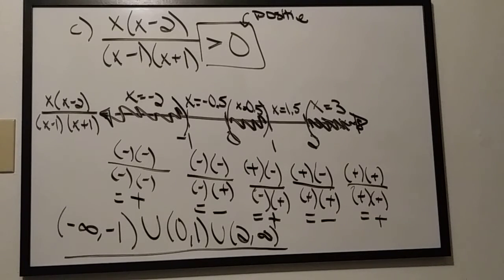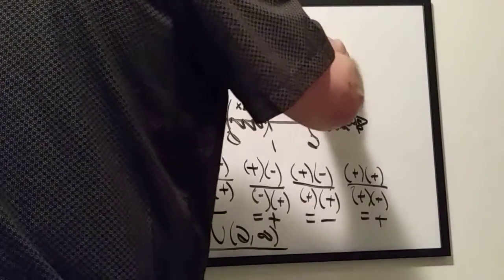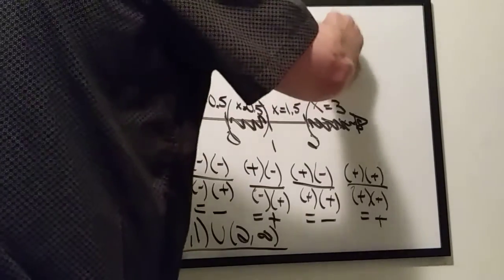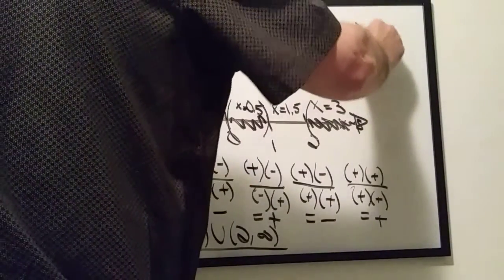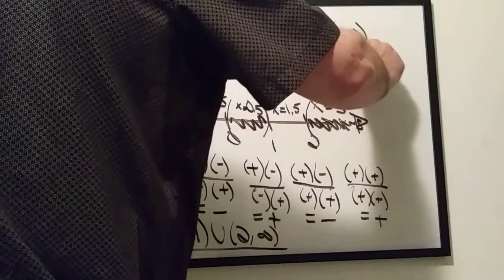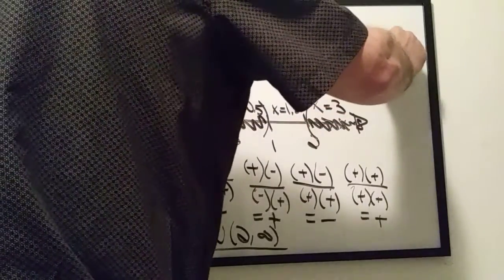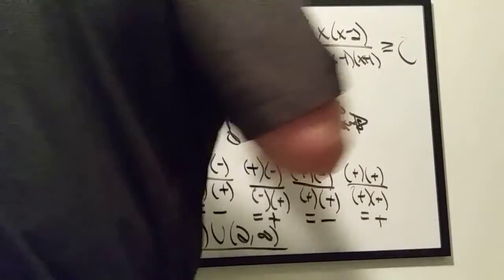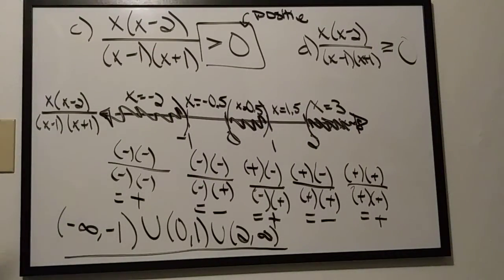So now the question is, what would have happened if we had this same problem, but instead of greater than, we had greater than or equal to? So let's put that off to the side as a part D. x times (x minus 2) divided by (x minus 1) times (x plus 1) is greater than or equal to 0. Well, the first comment is almost all the problem is going to be the same.